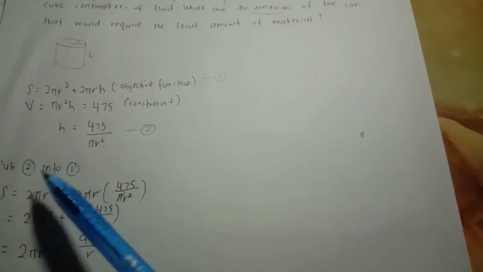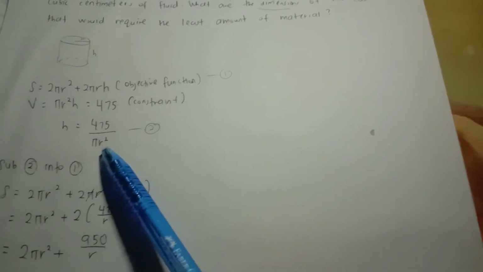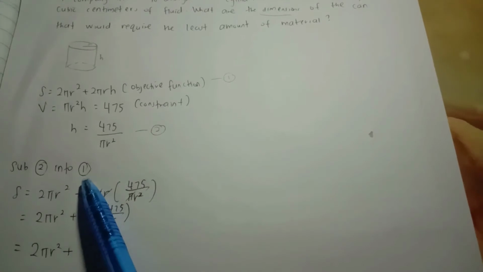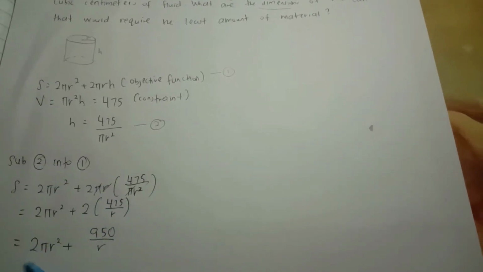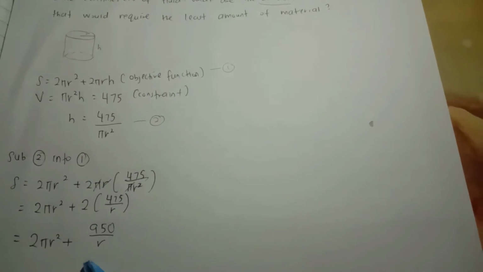Next, we get h equal to 475 over pi r squared. Then we substitute equation 2 into equation 1. So we get S equal to 2 pi r squared plus 950 over r.